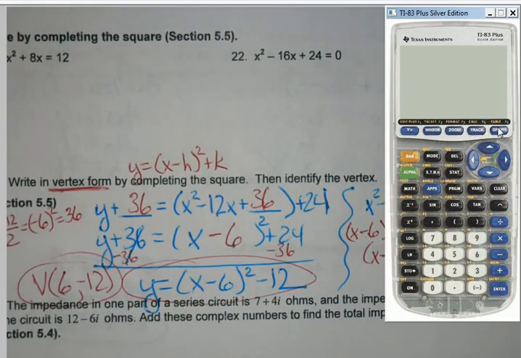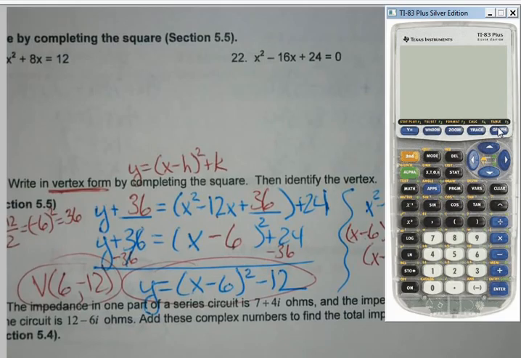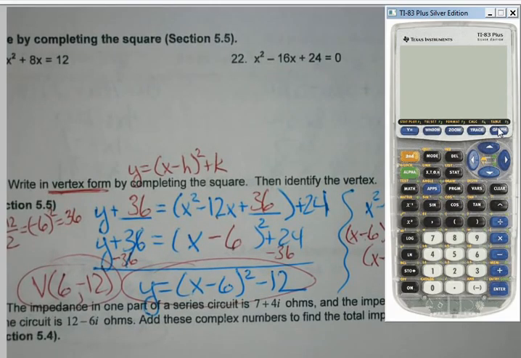Okay. 20 who? 20. 20 or 22. Okay. 22. Okay. Now I got two of you.